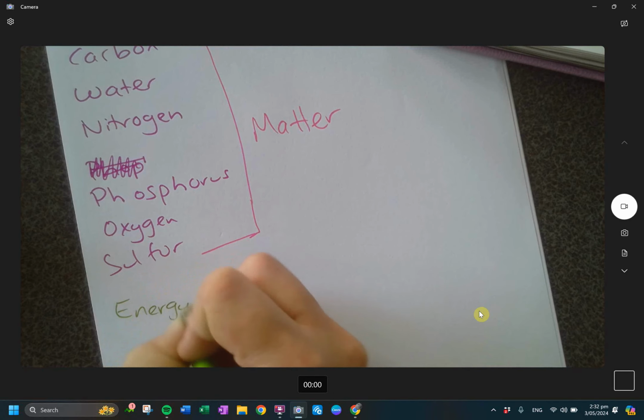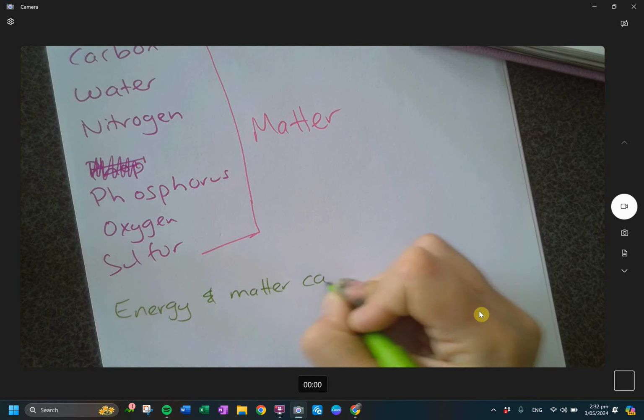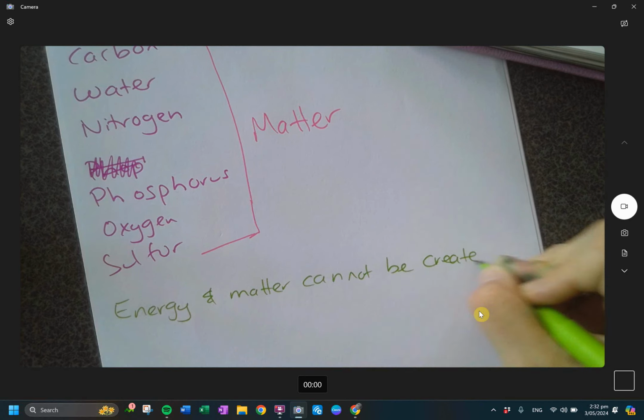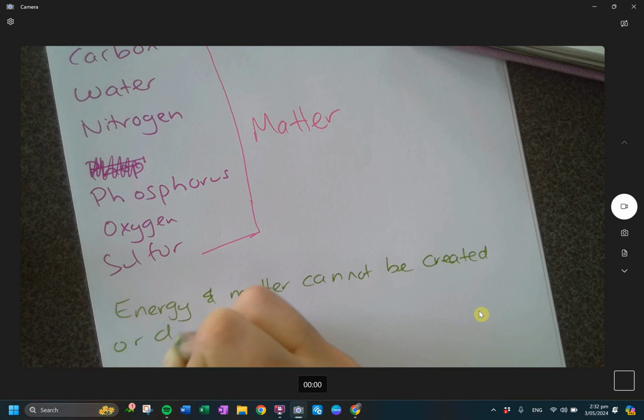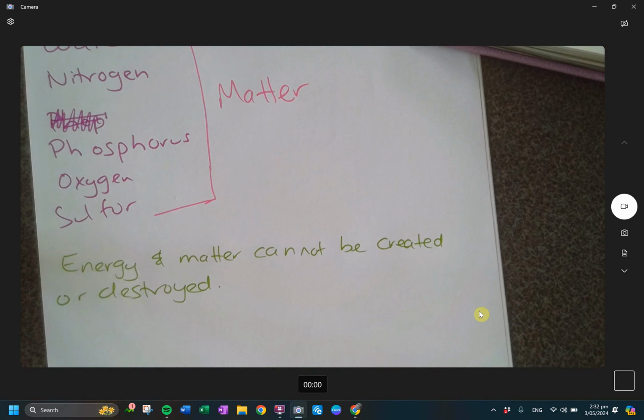Energy and matter cannot be created or destroyed. So basically what that means is that all the energy and all the matter that occurred in the Big Bang at the beginning of our universe is still existent in today's world.